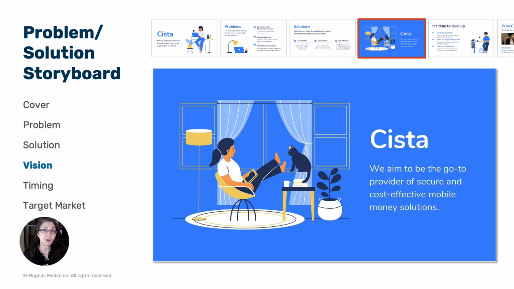Well, now going back to the presentation storyboard, you can see that the 4th slide is called vision. So it's not a value proposition, it's not a solution or a specific product. That's because they have not developed it yet. So it's still in the idea phase. So you can see here how they put their vision as what they're proposing to create. So they say we aim to be the go-to provider of secure and cost-effective mobile money solutions.